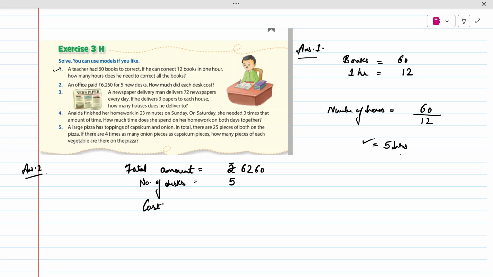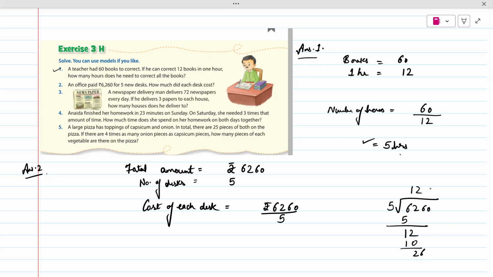How can we find this out? The cost of each desk will be the total cost divided by the number of desks purchased. So let's do it here. 6260 divided by 5. We have 1 here, 5 into 1 is 5, 12, 10, 26. 5 into 5 is 25, and then 2. So that means the cost of one desk is 1,252 rupees. Okay, easy. These are simply the division questions.